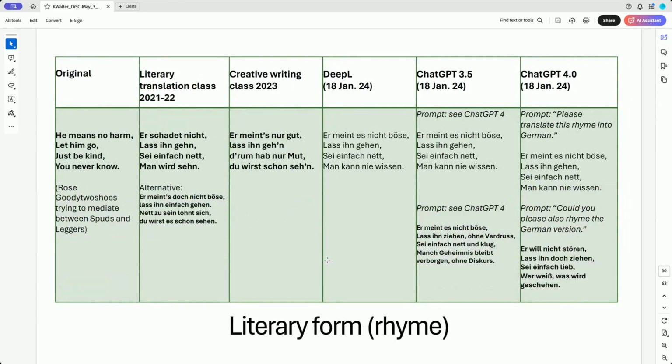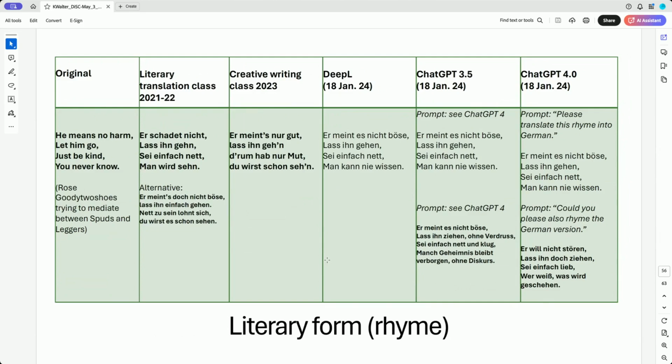This is a rhyme from the same text. "He means no harm, let him go, just be kind, you never know." This is what Rose Goody Two Shoes says to her husband. And obviously, or not obviously, I mean, the literary translators that I asked to translate this passage all came up with rhymed translations into German.